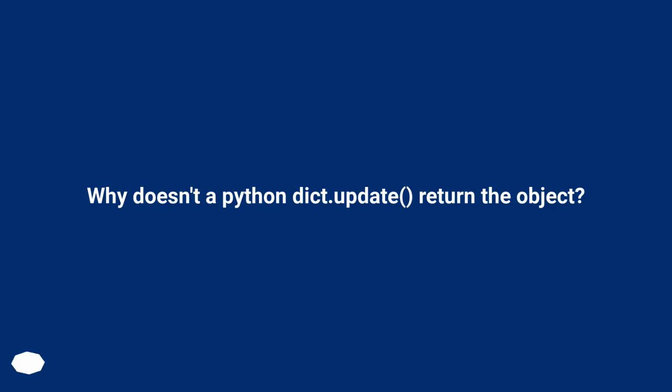Why doesn't a Python dict.update return the object? I am trying to do.